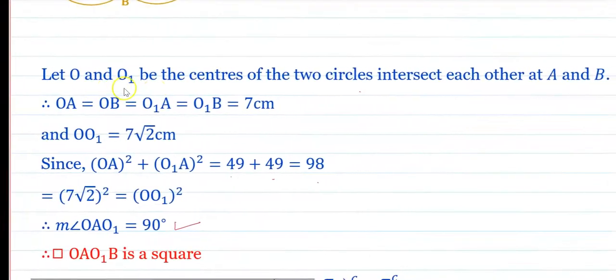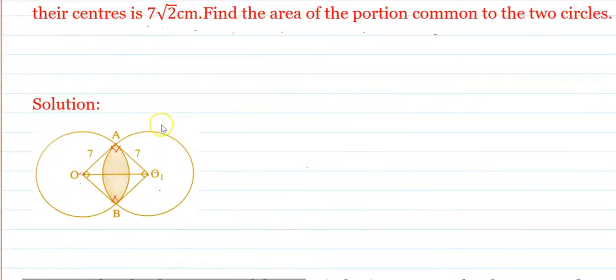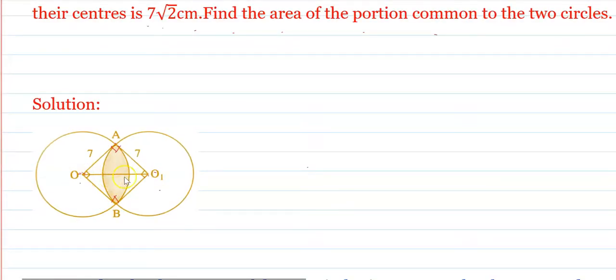Let O and O1 be the centers of the two circles, intersect each other at A and B. They intersect each other at A and B. OA is equals to OB is equals to O1A is equals to O1B is equals to 7 centimeter. And also we have OO1 is equals to 7 root 2.